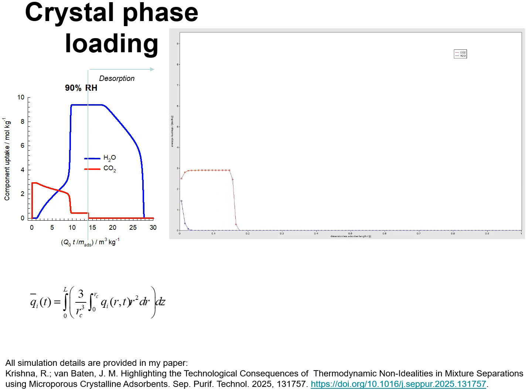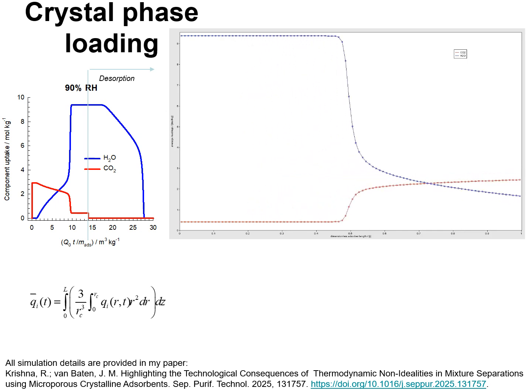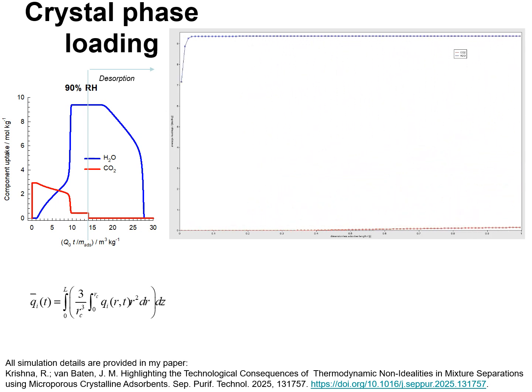Red is CO2 loading in the fixed bed as it develops. The water loading is indicated in blue. The movie animations are a little jittery. This is an issue with the PowerPoint I have. And at desorption, you see that the water is desorbing much more slowly. And it is still not completely desorbed.